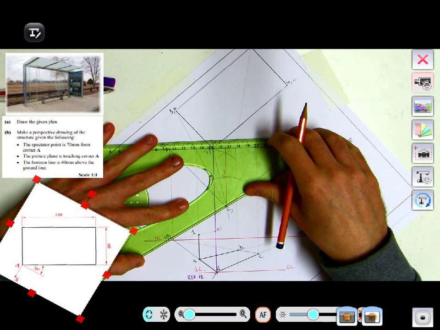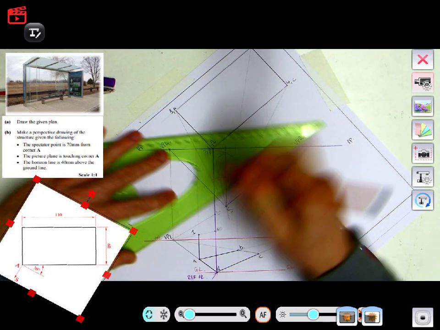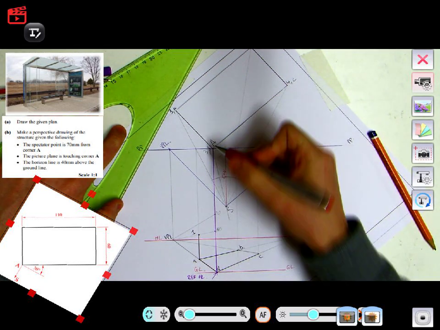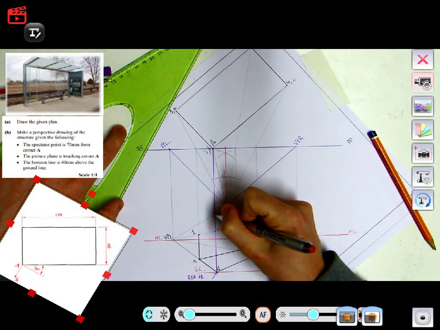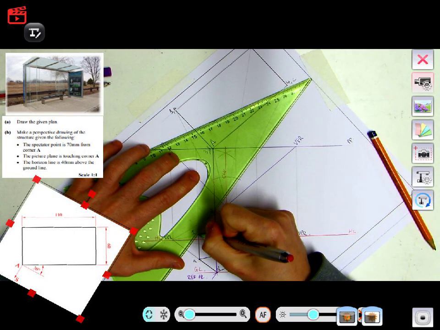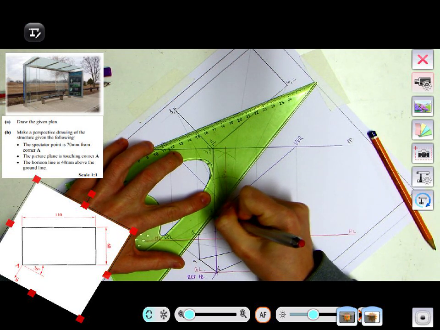Now, as we know, okay, point 3 here is 70 millimeters up in the air. It is touching the picture plane, therefore it's going to represent the true measurement. So this is point 3. We're going to join point 1 to 3. That is the angled surface of the bull shell.